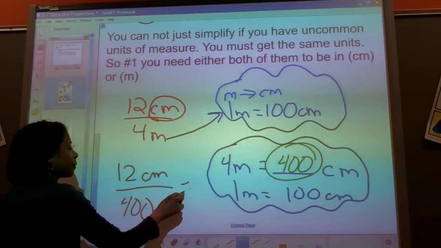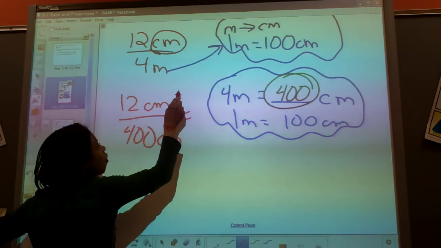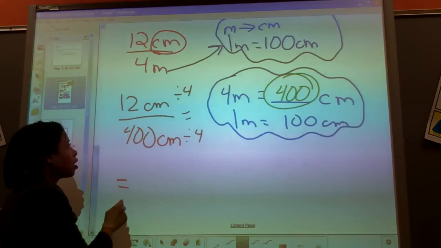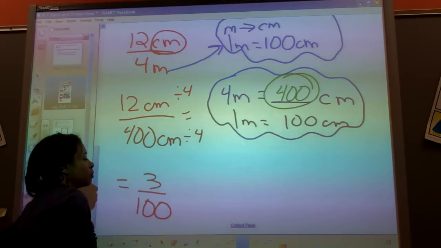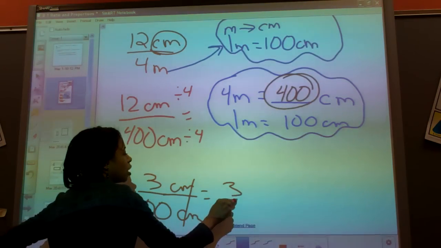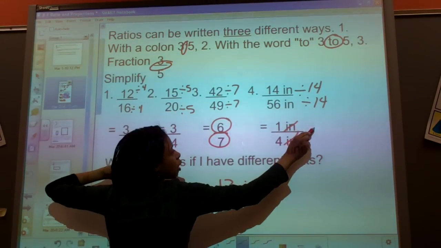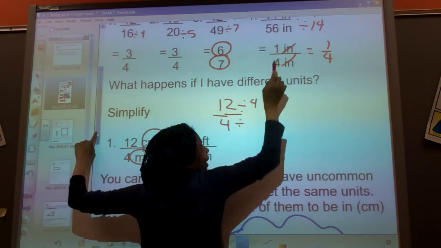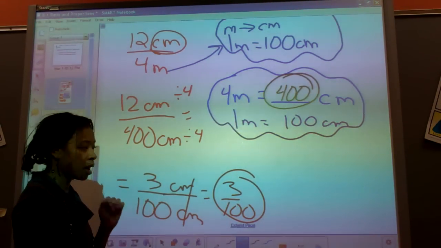Now I can simplify. Okay? What do I see that goes into both of them without doing much math? I see 4. 4 goes into both of these. 12 divided by 4, how many groups of 4 in 12? That will leave me with 3. How many groups of 4 in 400? That leaves me with 100. Okay, it'll be centimeters over centimeters, and these will actually drop out and just leave us with 3 over 100. Just like at the top, inches over inches would drop out, leaving 1/4, because the units were the same. Because the units are the same, I can cancel them.